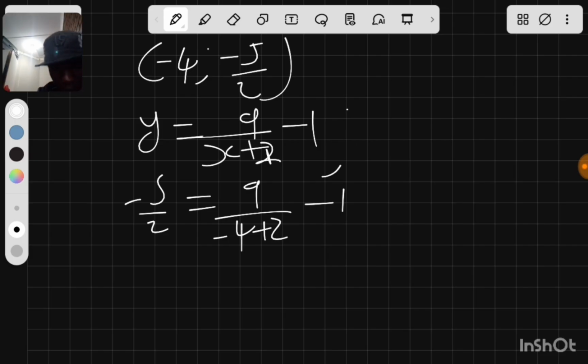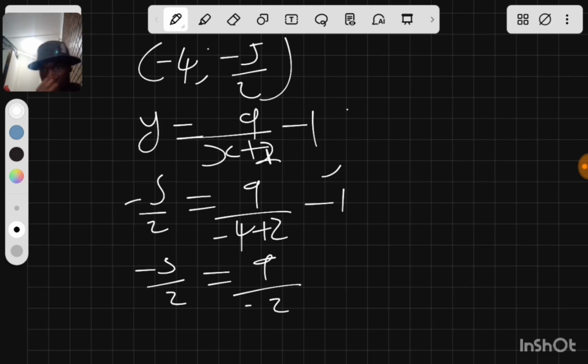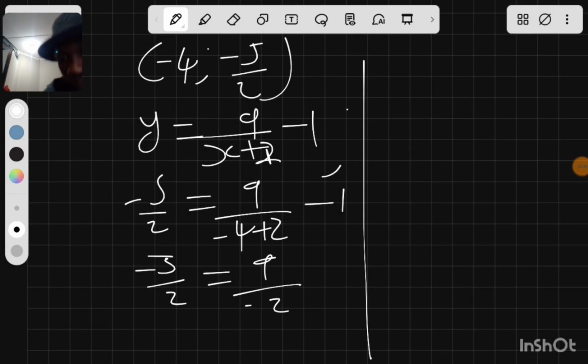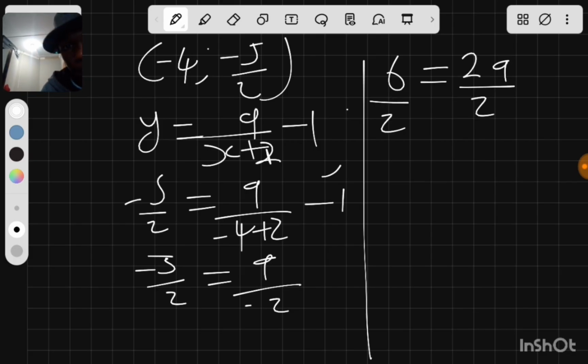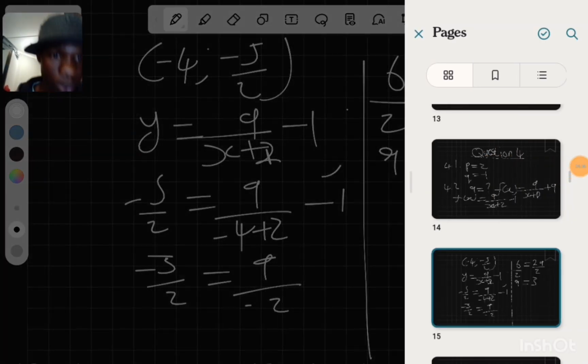Here we're going to get -3 over 2 equals A over -2. This one is 3. If you can solve here, we see that our A is going to be 3, because -2 times -3 is positive 6, 6 is equal to 2 times A over 2, over 2, A is equal to 3. So let's go for another question.